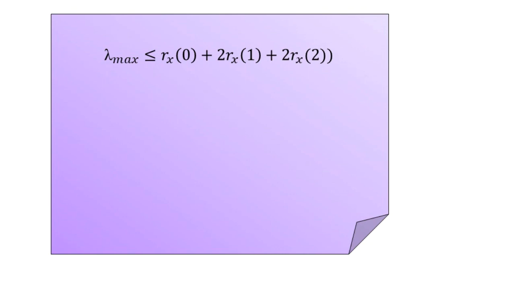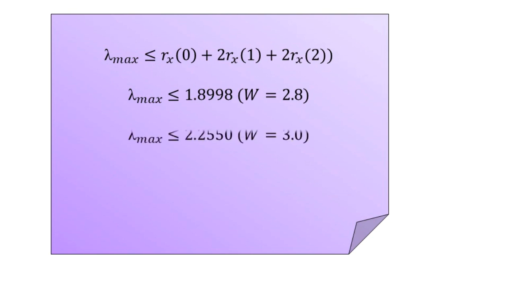Lambda max will be less than or equal to 1.8998 when we consider W is equal to 2.8. The complete tabulation you can find; I have selected values here. Lambda max can be less than or equal to 2.2550 when W is equal to 3.0, and lambda max can be less than or equal to 2.6207 for W equal to 3.2.